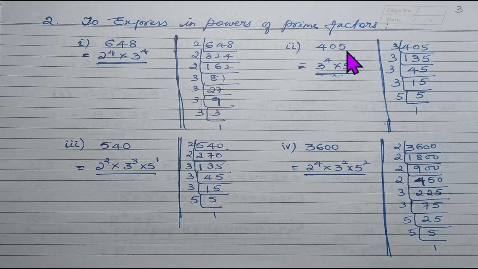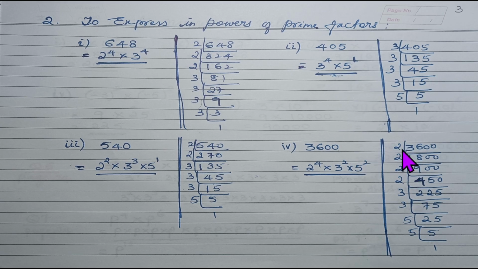Now question number 2, 405. When we divide by 3, we get 4 3's and 1 5. So the prime factorization in exponential form will be 3 raised to 4 into 5 raised to 1. And 540, the factors are 2 2's, 3 3's and 1 5. So 2 raised to 2 into 3 raised to 3 into 5 raised to 1 is the prime factorization expressed in exponential form.